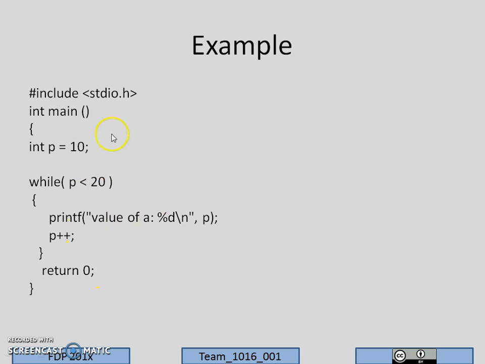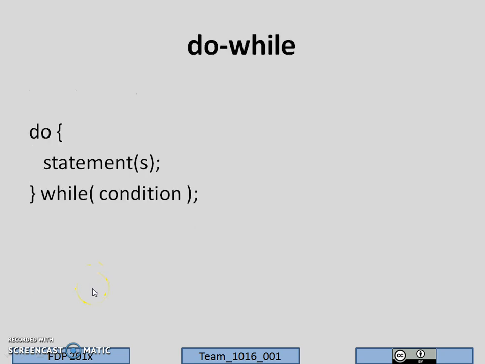Now continue. See, the output is 10, 11, 12, 13, 14, 15, 16, 17, 18 and 19, because 20 is not less than 20. So it will come out of this loop and the return statement, return 0, gets executed. Now we will turn towards the do while loop.